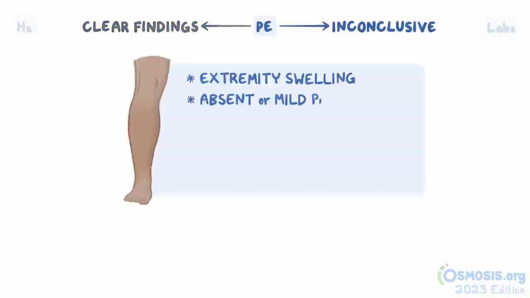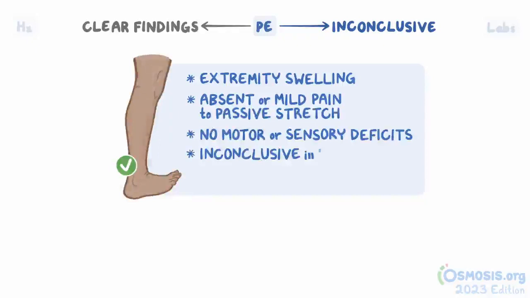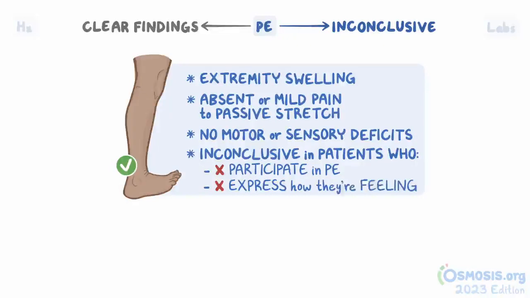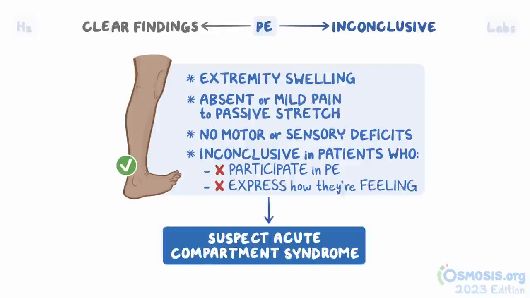Now, let's go back to the H&P and discuss patients who present with inconclusive findings of compartment syndrome. In this case, the physical exam might only reveal leg swelling, absent or mild pain to passive stretch, and no motor or sensory deficits. Exam findings might also be inconclusive in patients who are unable to participate in their physical exam or reliably express how they're feeling. If this is the case, you might suspect acute compartment syndrome.